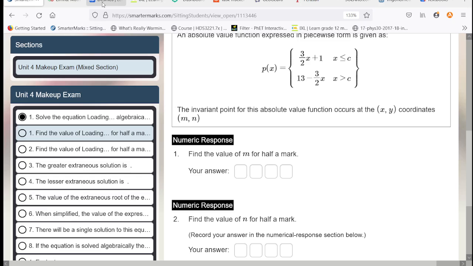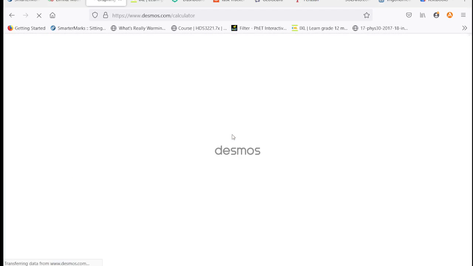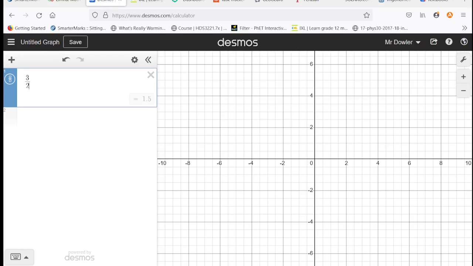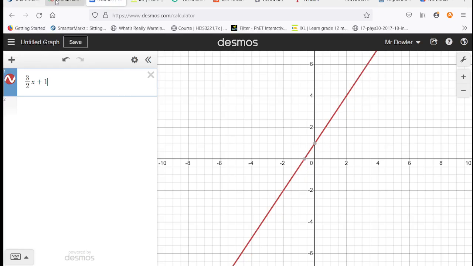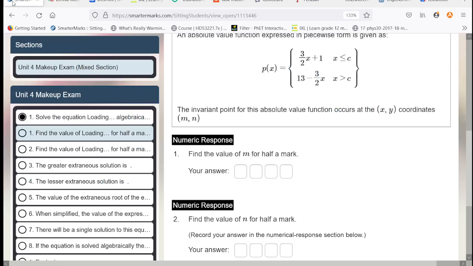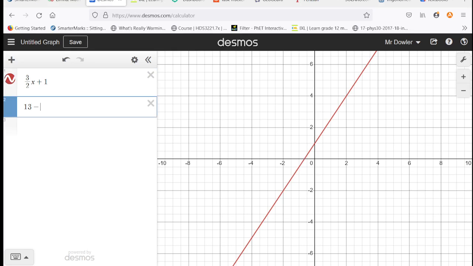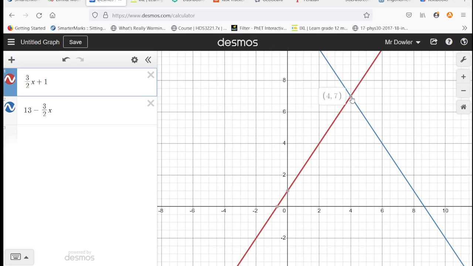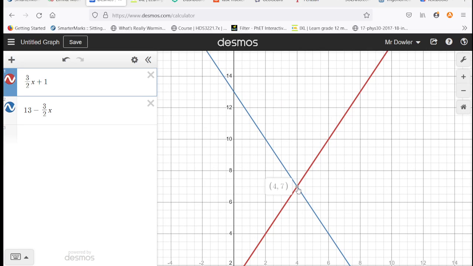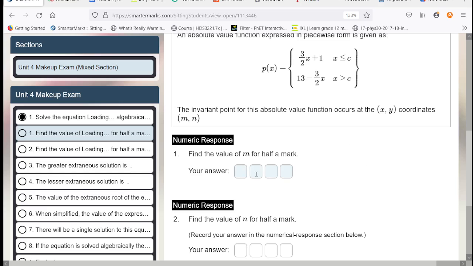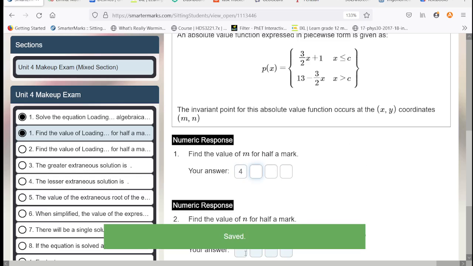So for this one, we can graph it. So that was 3 over 2x plus 1 and 13 minus 3 over 2x. So here is our invariant point. Right, that's that 4, 7. This is the point where the two halves connect. It's also our vertex. So our x coordinate is 4, our y coordinate is 7.